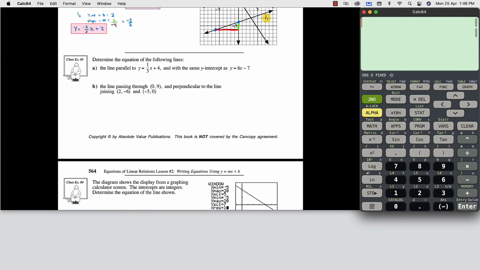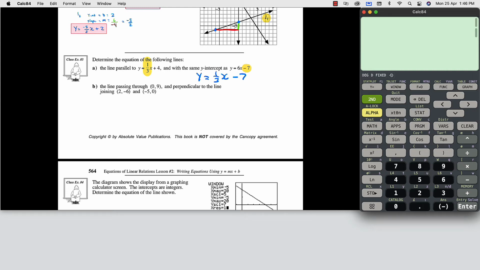And on part A, it says we got a line that is parallel to the given line. What do we know about parallel lines? They share the same slope. And it says don't use this y-intercept of 4. The new line is going to have the same y-intercept as the other given line, which is negative 7. So this is as simple as just writing out the slope-intercept form and replacing the m with our parallel slope of 1 over 3x and the new y-intercept of negative 7.